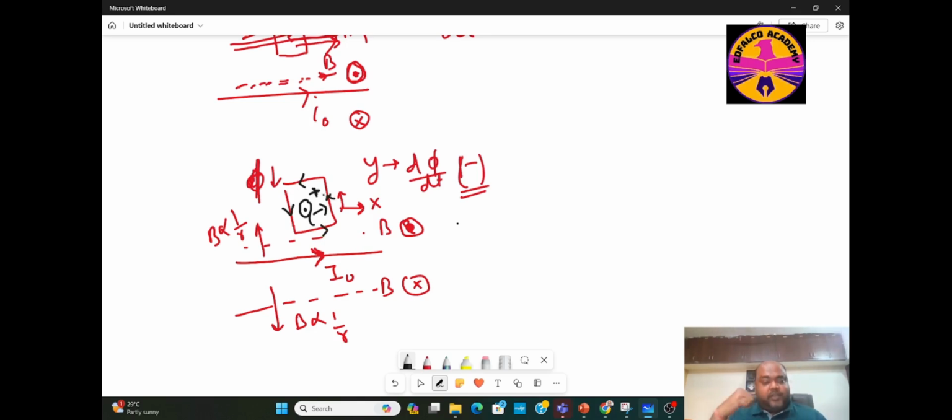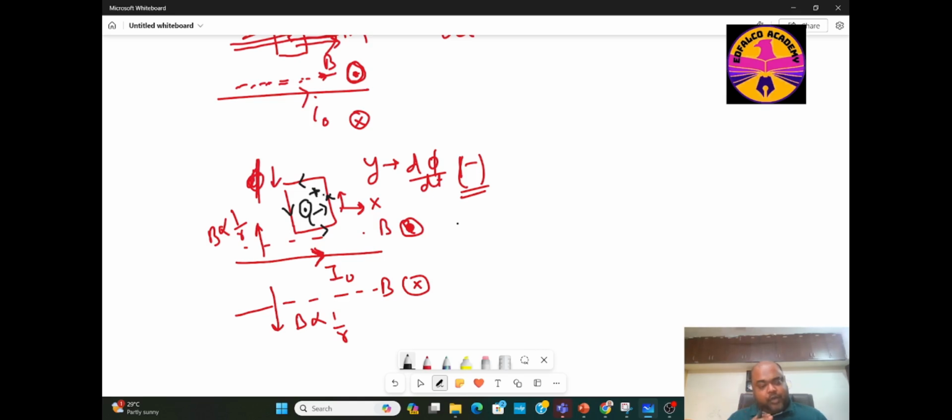So if the flux has to be increased in this direction, the current must flow in this direction, right? To negate this effect of decreasing flux, in the same out-of-the-plane-of-the-paper direction. So this is how you get the direction of the induced current. So we have understood the direction of the induced current.